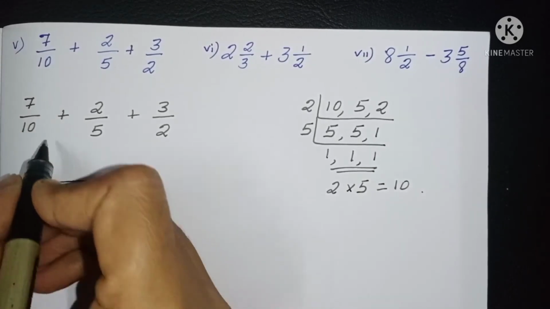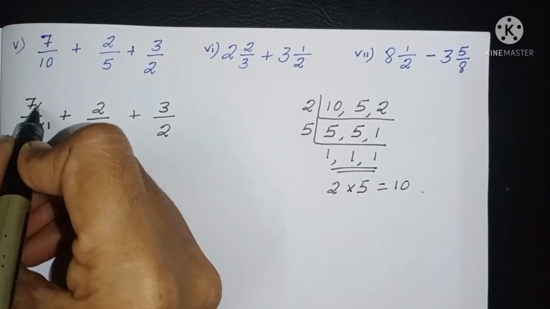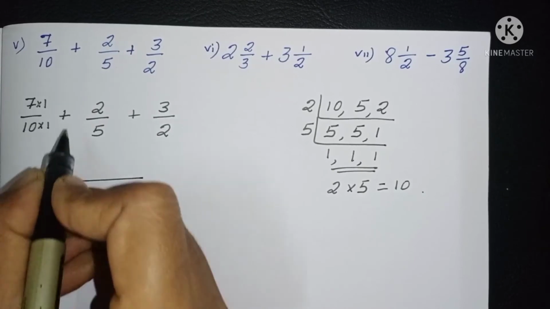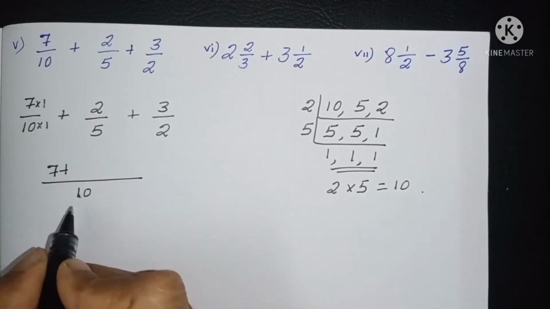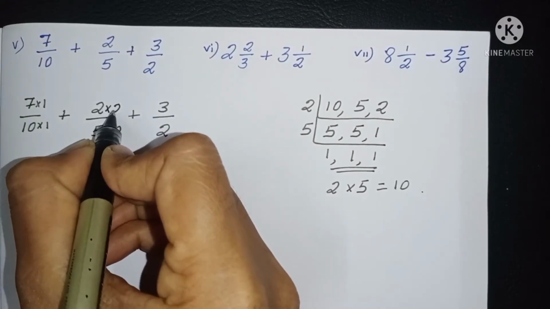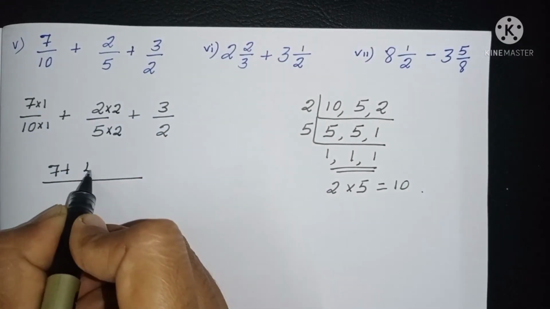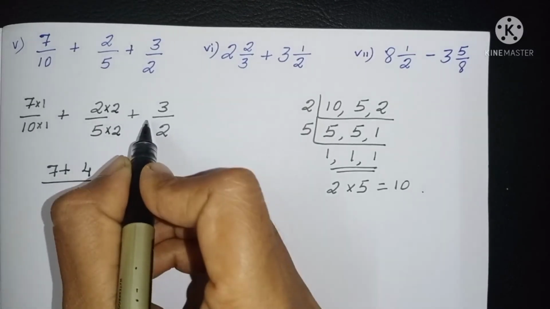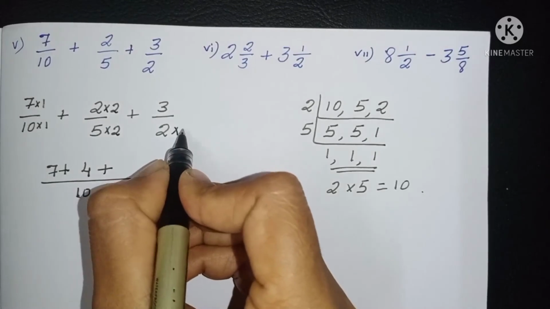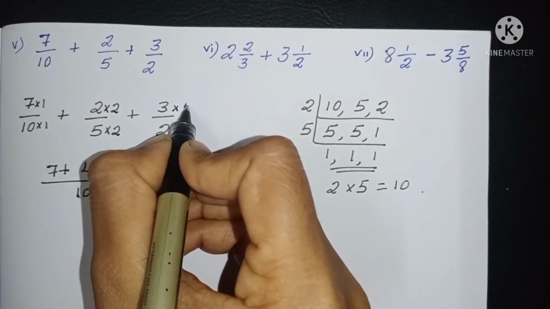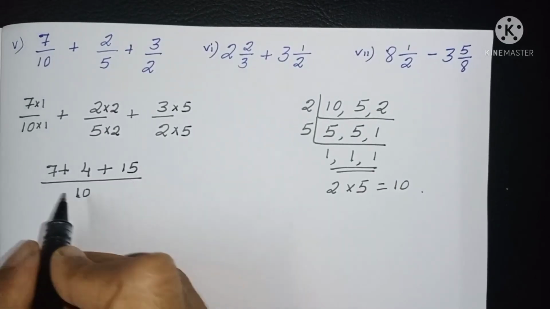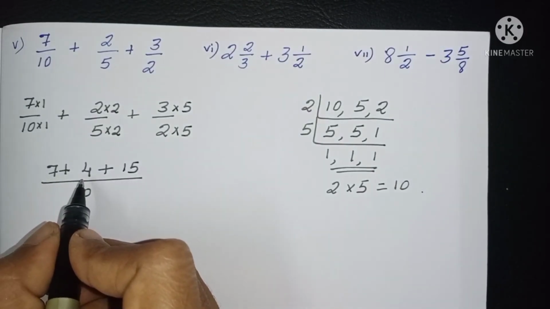10, how much is the 10? So it is 10 ones are 10, numerator we have to multiply it by 1. 7 into 1 is 7. Plus 5, how much is the 10? 5 2s are 10, numerator into 2. 2 2s are 4. Plus 2, how much is the 10? 2 5s are 10, numerator into 5. 5 3s are 15. Now here we have to add all the numbers.